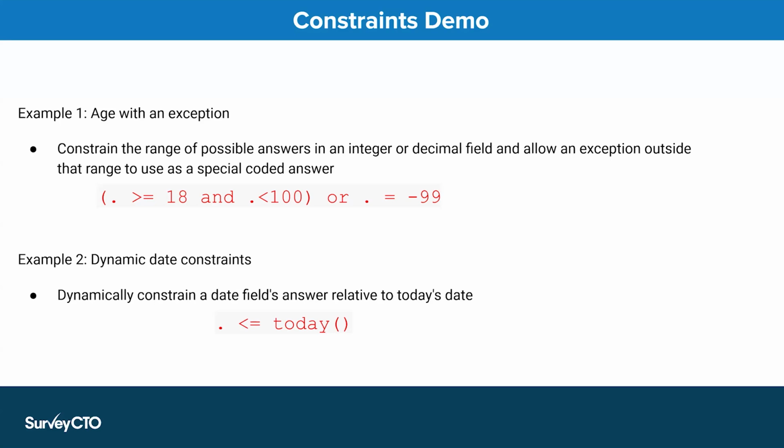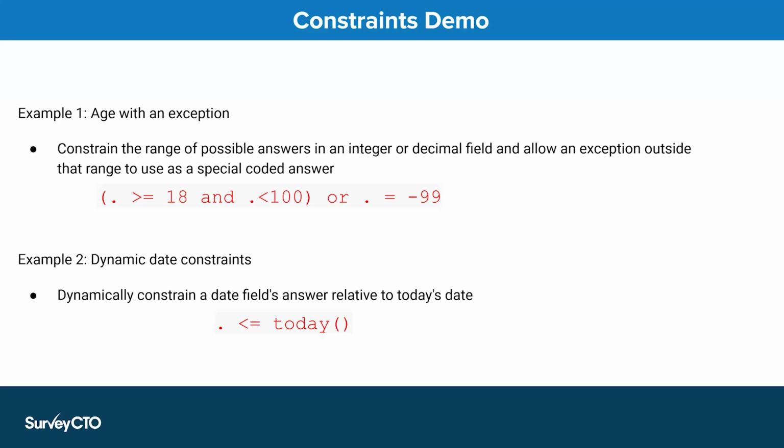But when you go through the data, you can see what the negative 99 means. So let's say before making this constraint, you assign negative 99 to the option that means the respondent chose not to answer. With this exception, the respondent can either choose to answer the age between 18 and 100 or select the negative 99. That will still allow them to move to the next field, but that basically means that they chose not to answer it. So that's the special code that will be the exception. Does that answer your question?